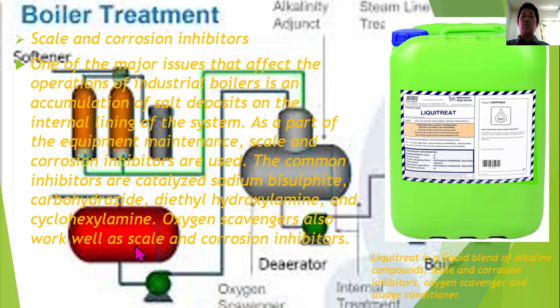Oxygen scavengers also work well as scale and corrosion inhibitors. I also used this one for my boiler before. Liquitreat is a liquid blend of alkaline compounds, scale and corrosion inhibitors, oxygen scavenger, and sludge conditioner. This one I used for the boiler.